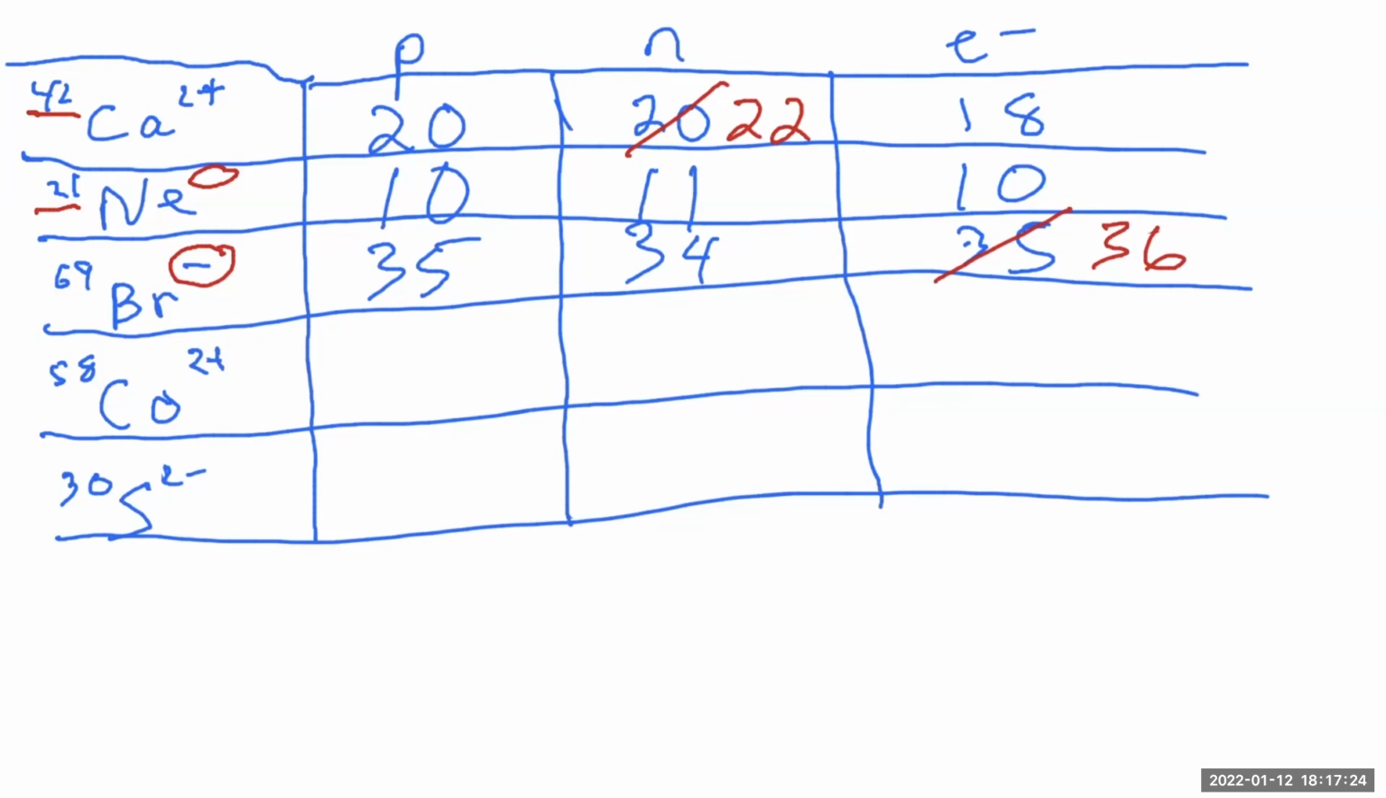Okay. All right. Now, cobalt 58 2+. How many protons for cobalt? 27. How many neutrons? 31. And how many electrons?